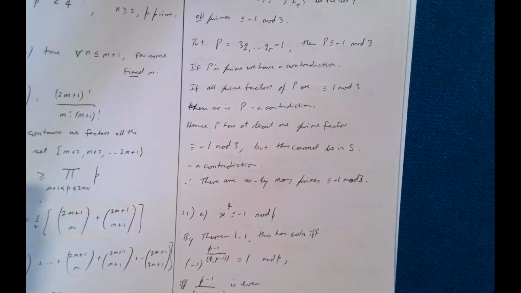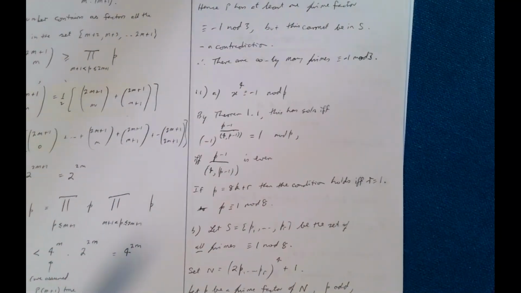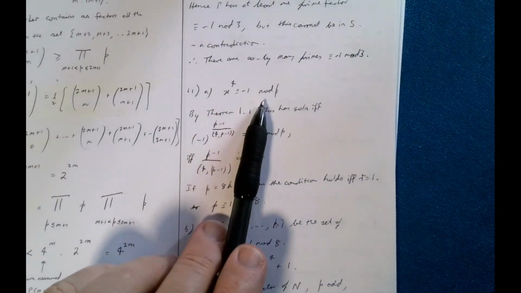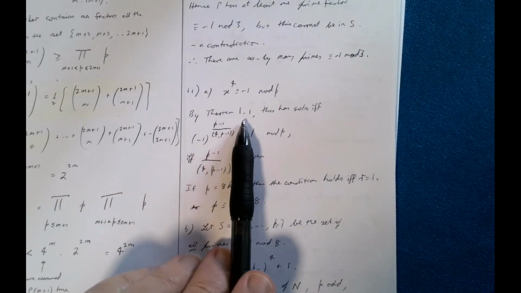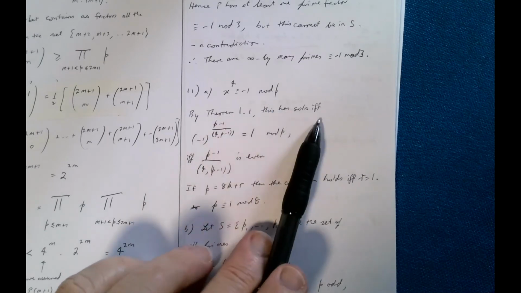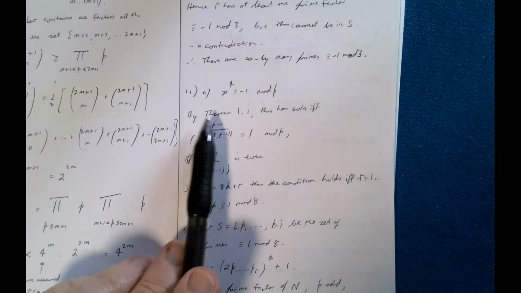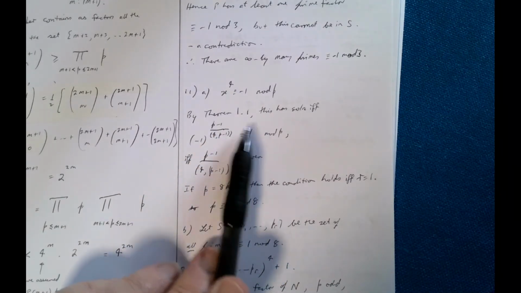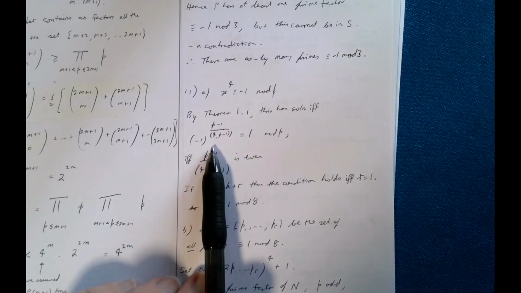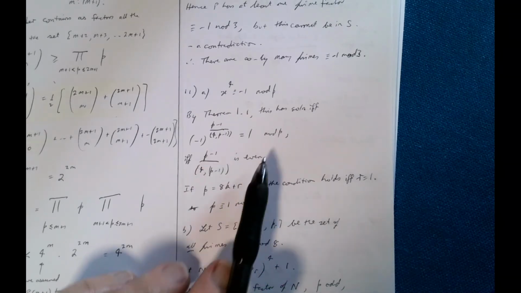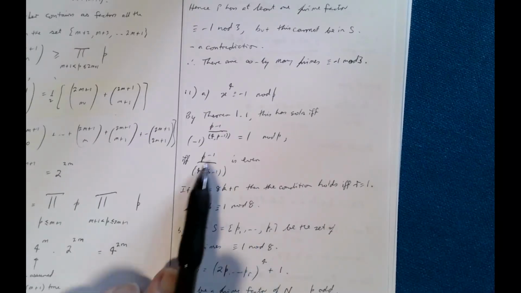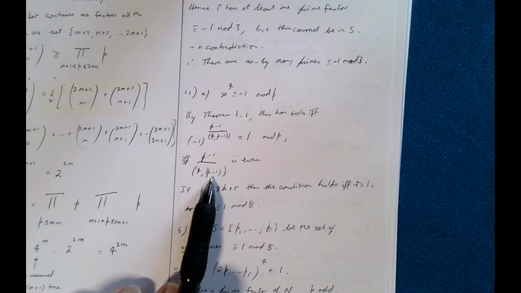The second, question 11, we start off by looking at this equation x to the fourth congruent to -1 mod p. And I'm going to use theorem 1.1 again, which says this has a solution if and only if -1 to the (p minus 1) divided by the greatest common divisor of 4 and p minus 1 is 1 mod p. You'll need to look back to theorem 1.1 for that, but that's what it is. Now, that's going to be true if and only if this exponent up here is even. So if and only if (p minus 1) over the GCD of 4 and p minus 1 is even.